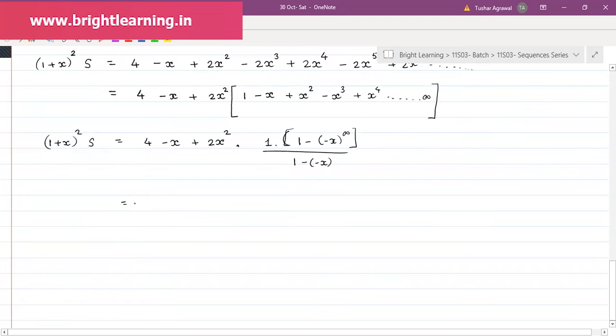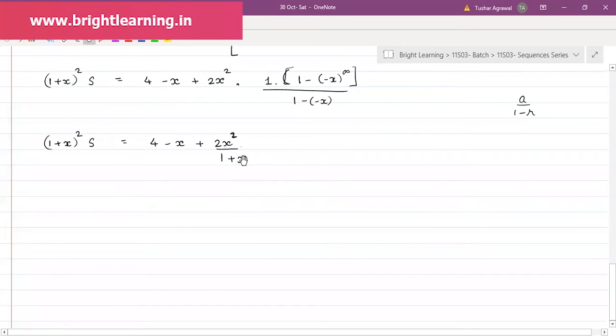So this will be equal to 4 minus x plus 2x square into 1 upon 1 plus x. Yes or no? Because this term is up to infinity, the sum of the sequence is just a upon 1 minus r. Yes or no? Yes, sir. Because in the numerator, 1 minus r to the power n is almost equal to 1 only. So now just solve this.